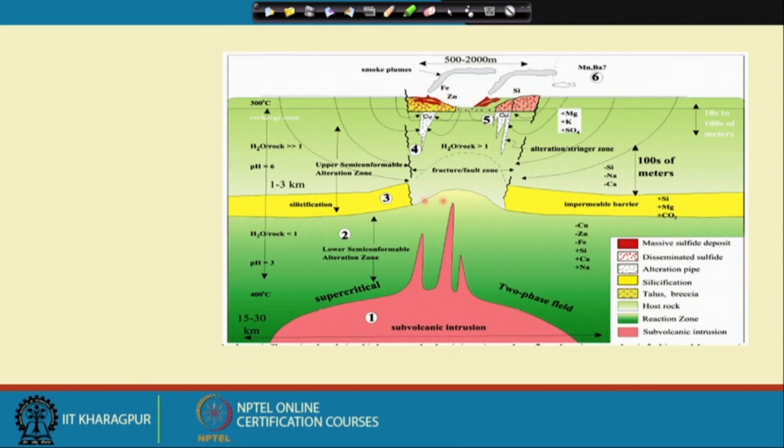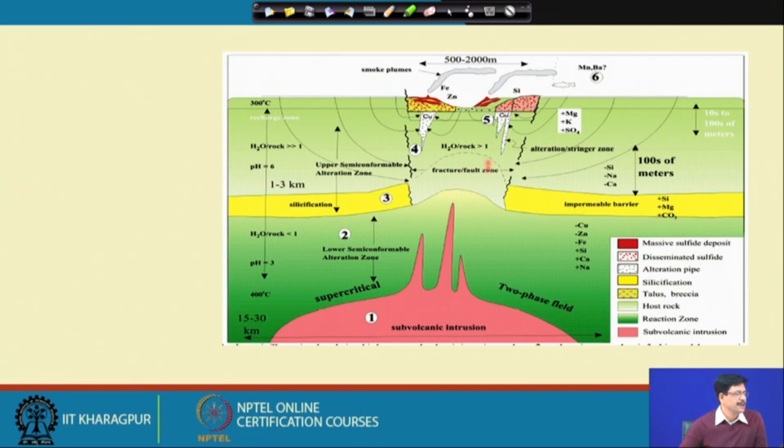Now, what happens at the subsurface is shown with this. We need to have a constant source of heat, which is provided by the subvolcanic intrusion in the system, and this zone essentially has a very low fluid by rock ratio, H2O by rock less than 1, and that is how it is a zone where the chemistry of the fluid is rock buffered and the pH is low. So, this low pH of the fluid resulted in a layer which is an impermeable barrier, mostly rich in silica.